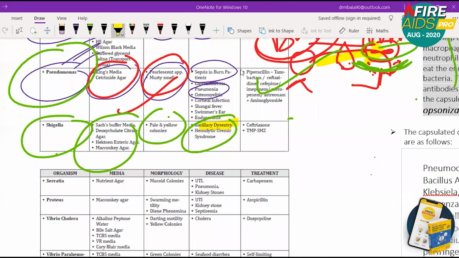I repeat, Shigella is Sachs buffer media, deoxycholate citrate agar, HE agar, MacConkey agar, pale yellow colonies, bacillary dysentery, hemolytic uremic syndrome. Okay, so these are points for Shigella.